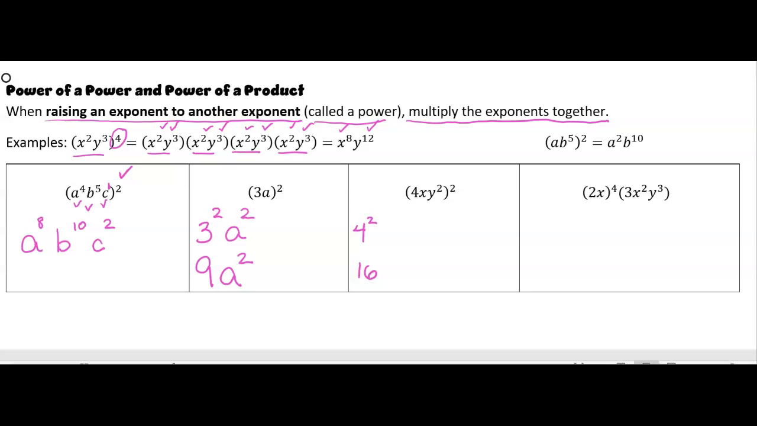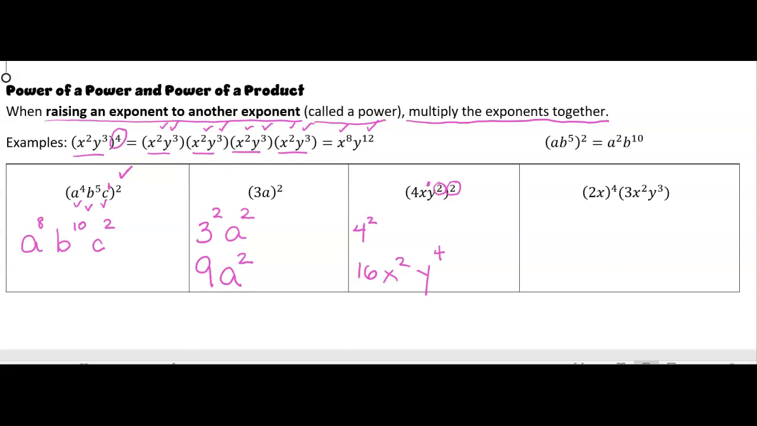Then we're going to do x to the first to the second power. Multiply your powers. When you have a power to a power, that's pretty powerful. So multiply. So x to the second. Then we have y to the second to the second. We multiply the powers, we get y to the fourth power. Okay, last one.